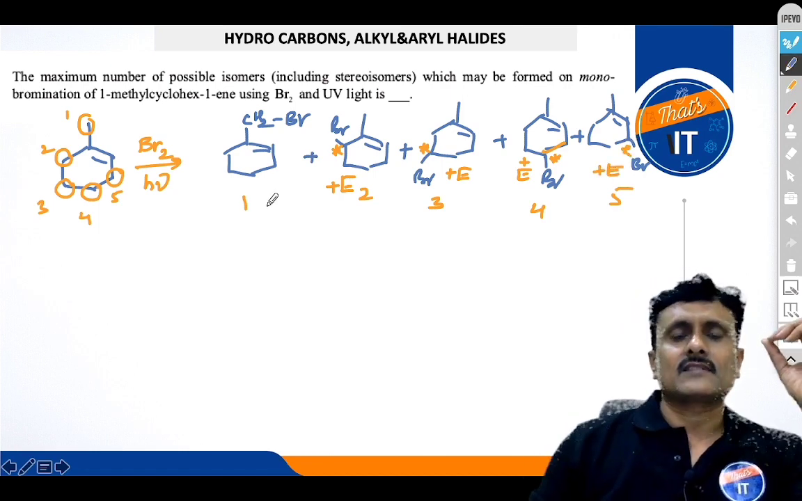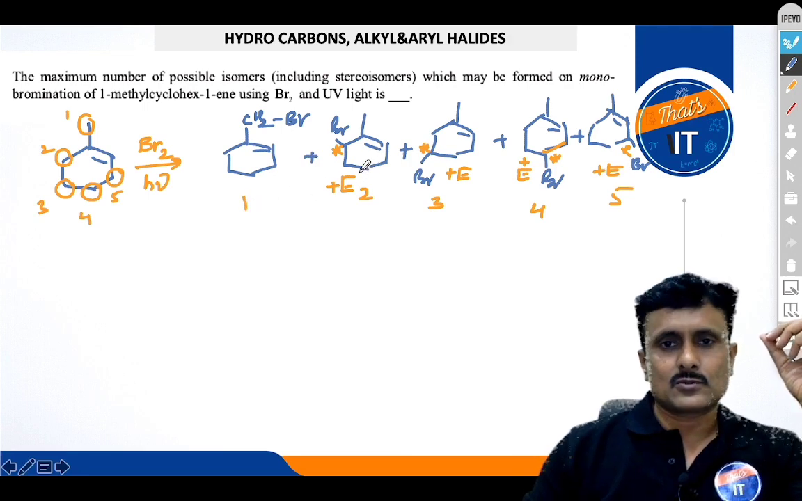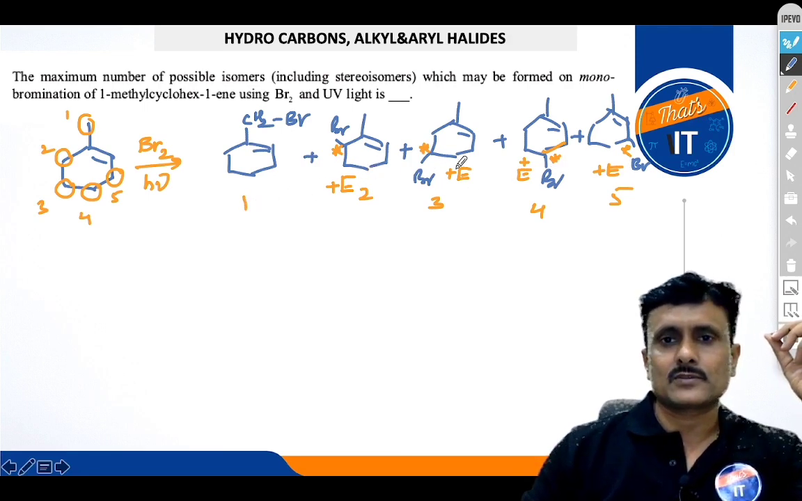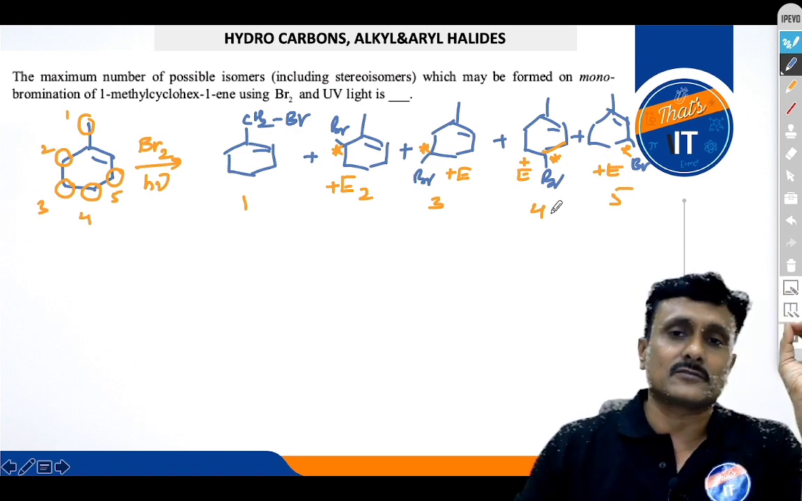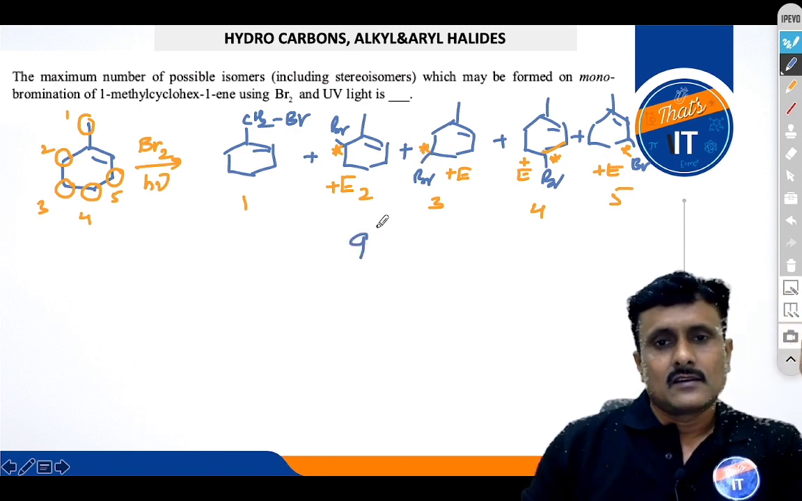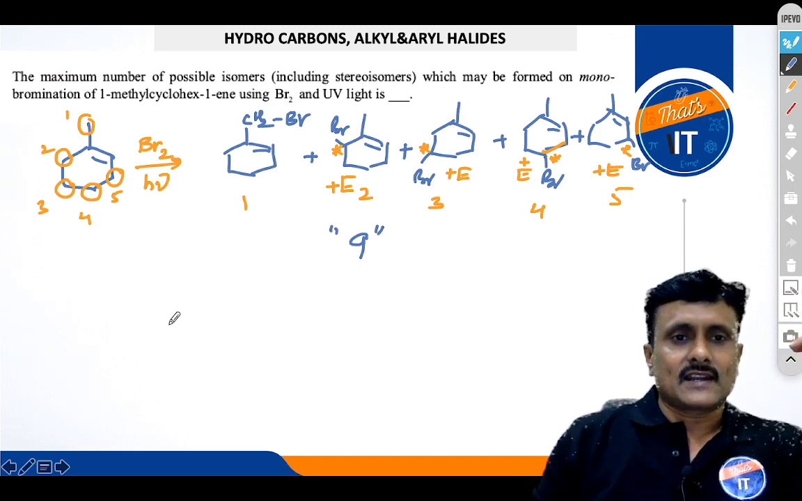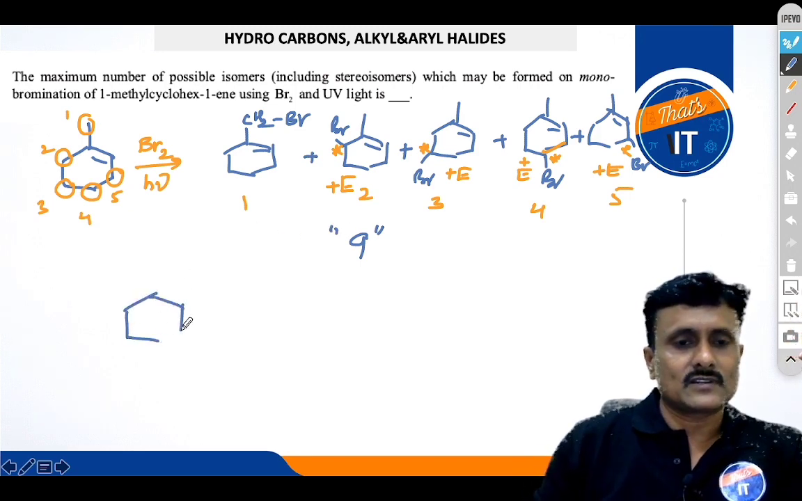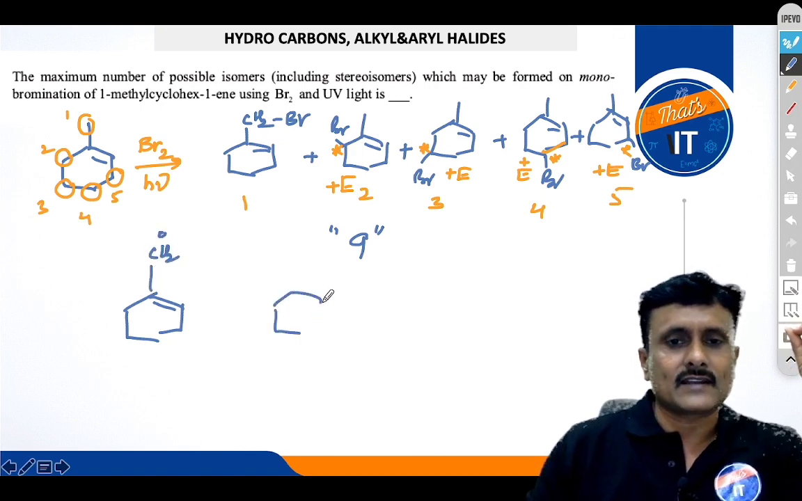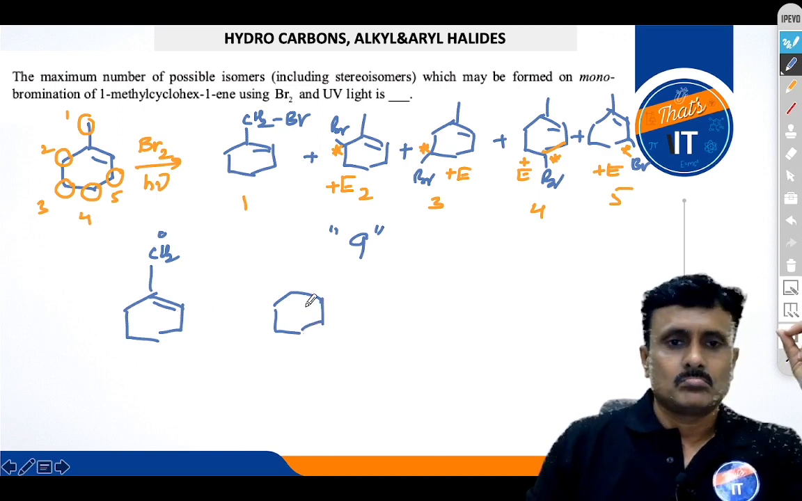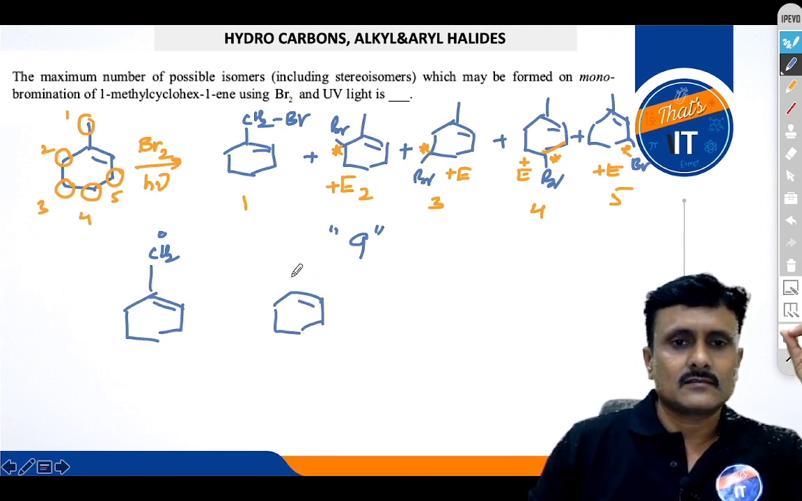So you can see the regular products are 1. Every time you got what? 2 plus 2 plus 2 plus 2. That means there are 4 substances which are giving rise to optical isomers. So 8 plus 1, 9. After that, once this radical is formed, what is that radical called? Allylic, isn't it? I'll write a few of the allylic radicals. What else?